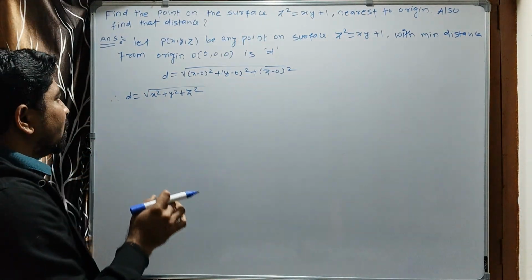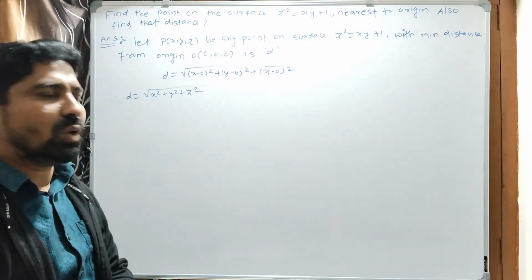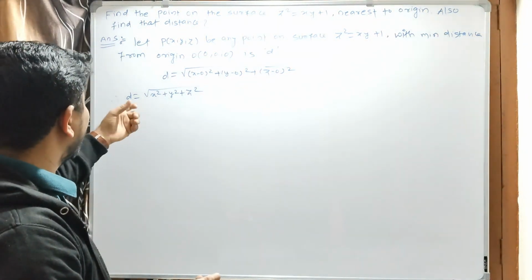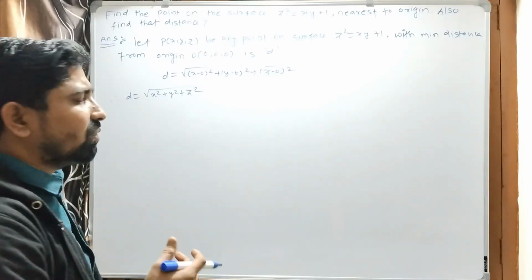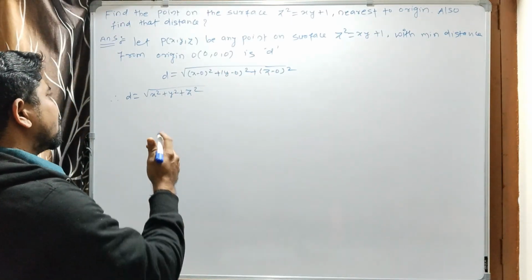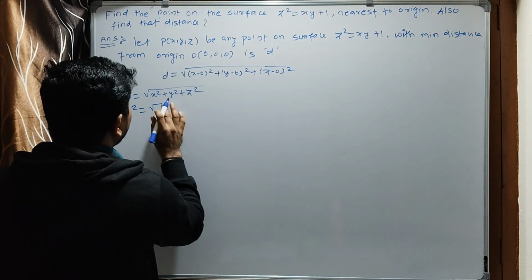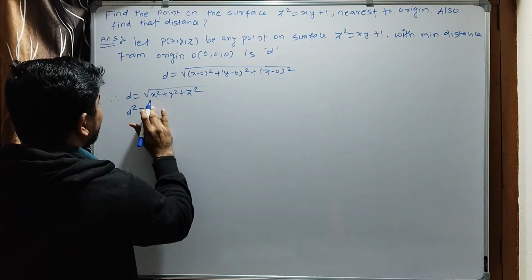So for that purpose, I want you to find the partial derivative of xyz with respect to x. So here, if I keep d equal to this, then while finding the partial derivative, partial differentiation is somewhat difficult. So instead of that, I will do one thing. Let's say d square equal to, squaring on both sides.